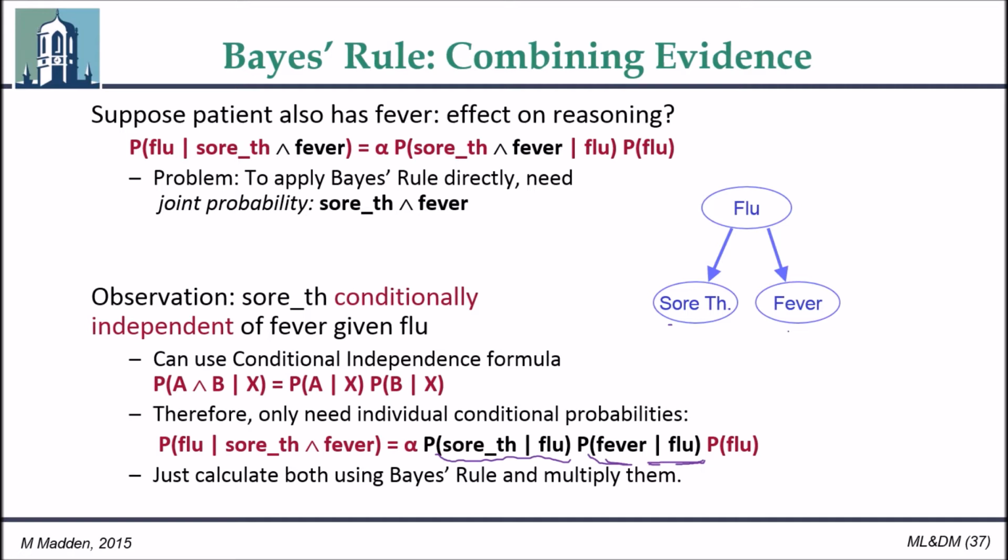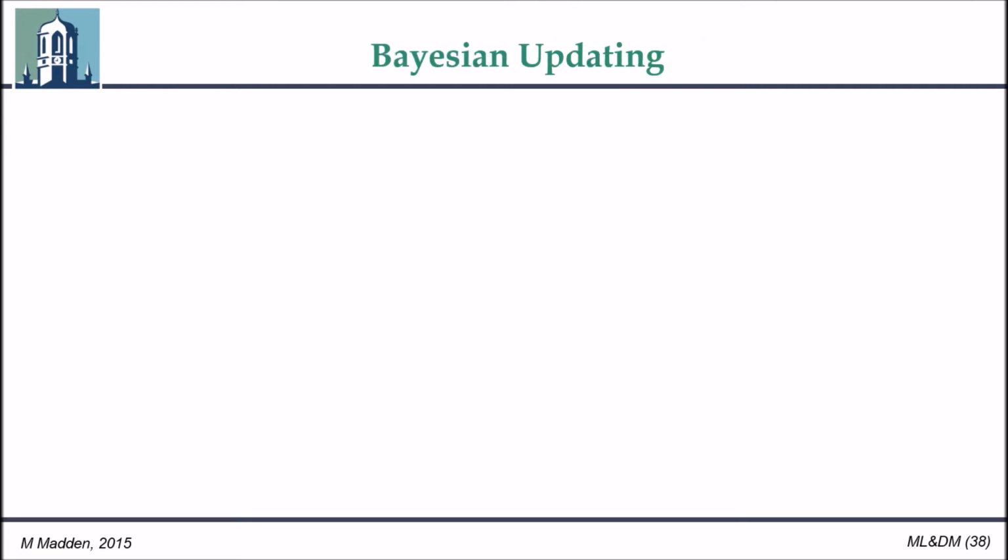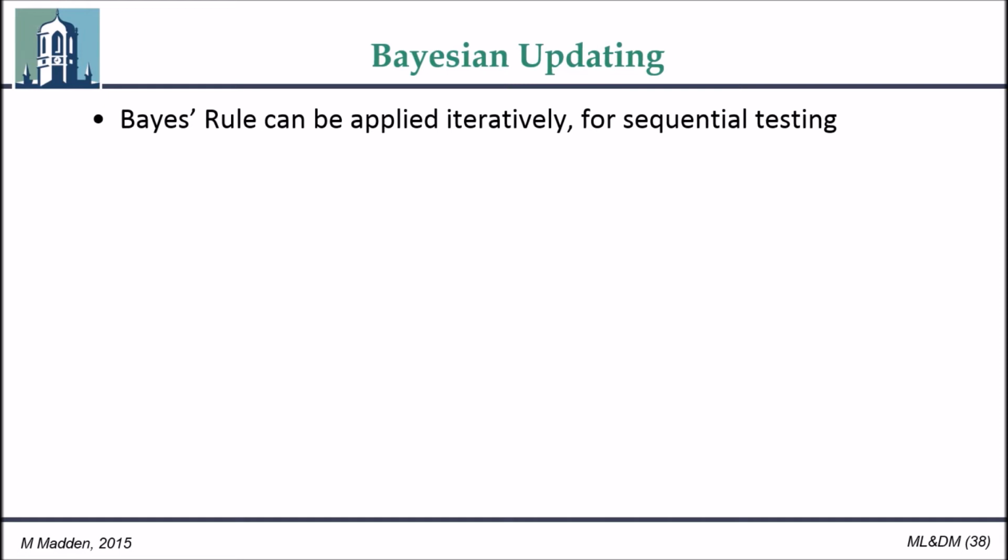This whole idea of conditional independence is the basis of the naive Bayes classifier that we are going to examine soon. But first, before we examine the naive Bayes classifier, I want to talk about one more thing, which is called Bayesian updating. And the point I want to make here is that Bayes' rule can be applied iteratively if we want to do sequential testing.